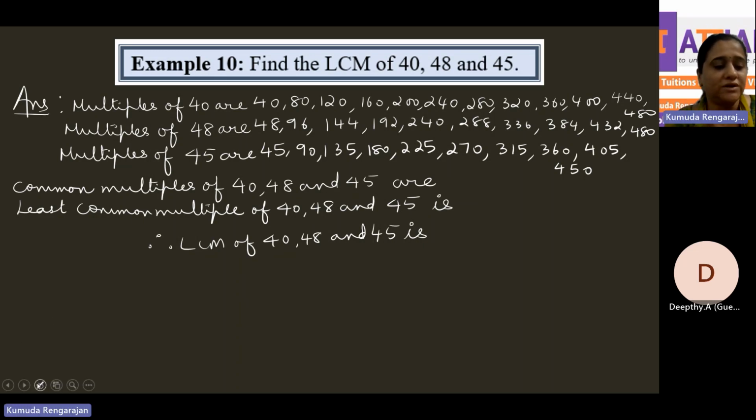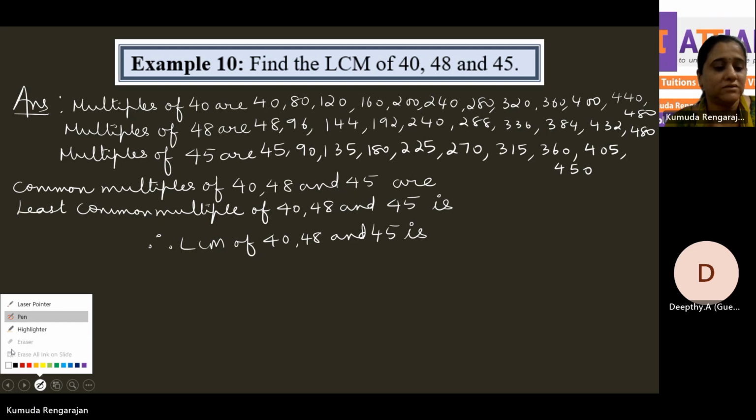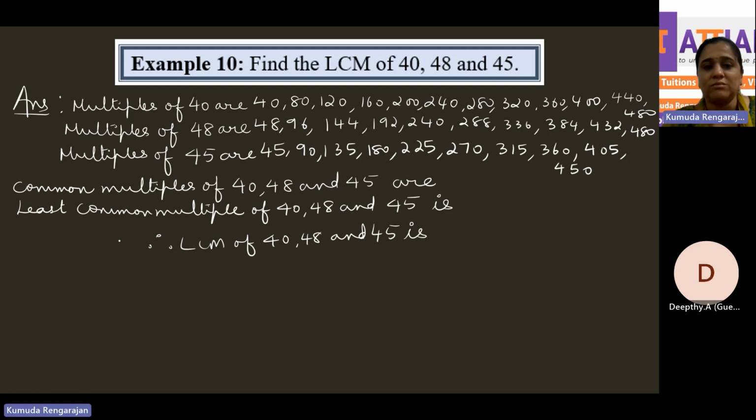So I'm continuing here for 40. Multiples of 40 after 480. After 480 will be what? 520, 560, 600, 640, 680, 720 and stop. It goes on like that.